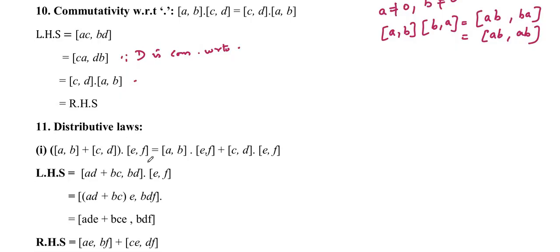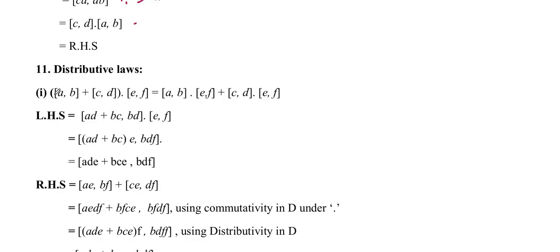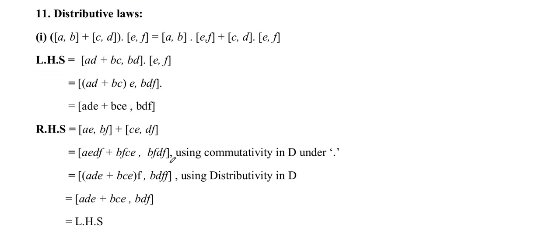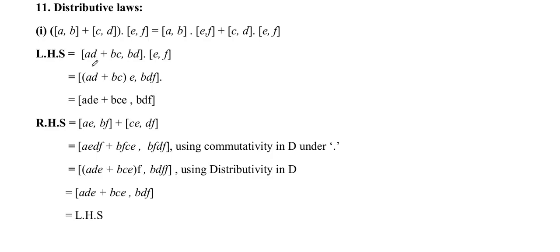Distributive laws, two laws that you have, it is enough if you establish only one. So we have considered class AB plus class CD dot class EF. Class EF should be this into this plus this into this. So we'll consider LHS, simplify, consider RHS, simplify and show both are equal. So LHS, when you consider, it is AD plus BC comma BD and this one. Now you will have to multiply these two. So AD plus BC into E. Now this is ADE plus BCE, BDF. Let it be like this.